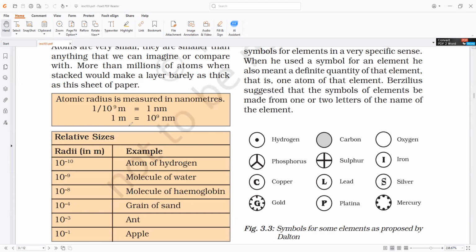10 power minus 10. 10 power minus 10, what is it actually? Meters. Understand? Which is approximately, if you take it in nanometers, the atom of hydrogen is 0.037 nanometers. Like that, you can take anything, just convert it. Meters, you multiply with 10 power minus 9. That's all, you will get it.